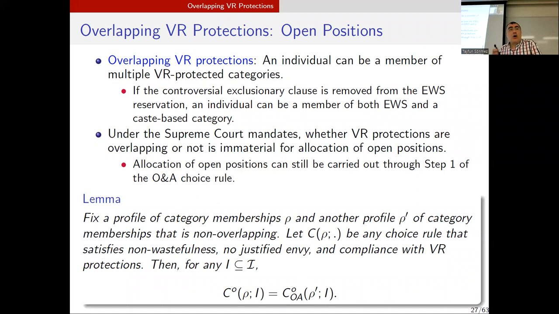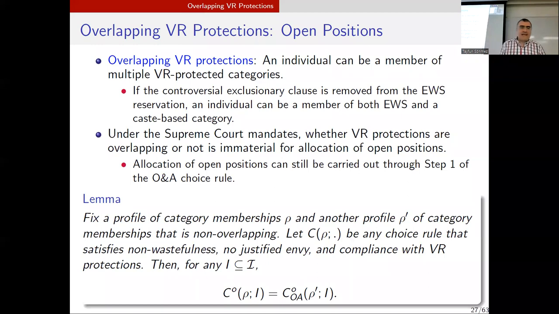So it turns out that given intrasounding mandates, whether VR protections are overlapping or not is immaterial for allocation of open positions. Okay. So even if you have overlapping reservations, and even in ways that's different than what EWS would require, the assignment of open positions will not change under intrasounding mandates, okay?